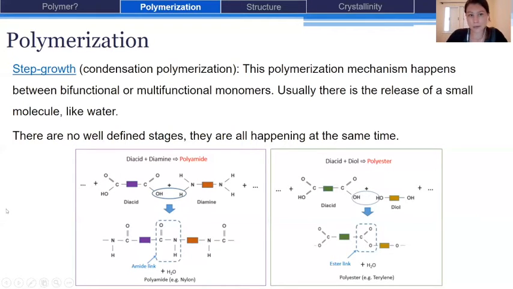So in step growth polymerization, there are no well-defined stages. All the reactions are happening at the same time, and the chains are growing from the two sides of the polymeric chains. In the case of chain growth polymerization, only one side of the chains was growing, the one where we could find the radical. In step growth, we have the reaction of both sides of the chain, where we have a chemical function that is reactive.